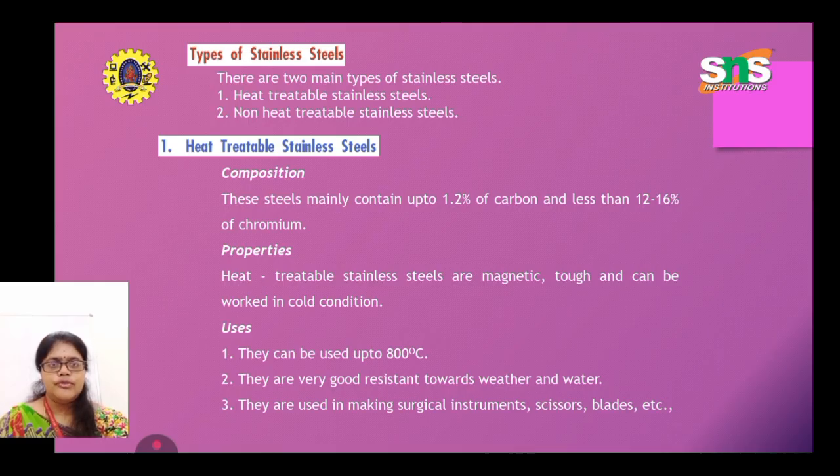The composition of these steels: they mainly contain up to 1.2% of carbon and 12 to 16% of chromium. The properties: heat treatable stainless steels are magnetic, tough and can be worked in cold condition. And the uses are, they can be used up to 800 degrees centigrade. They have very good resistance towards weather and water. They are used in making surgical instruments, scissors, blades, etc.